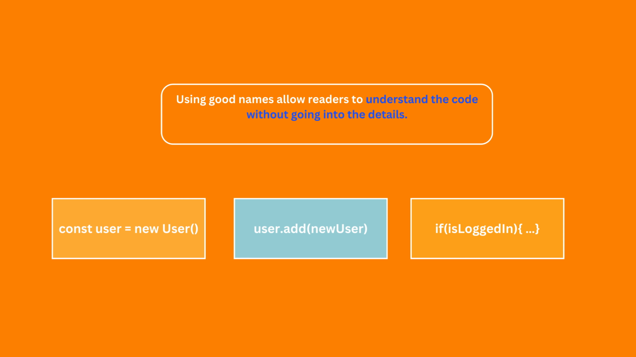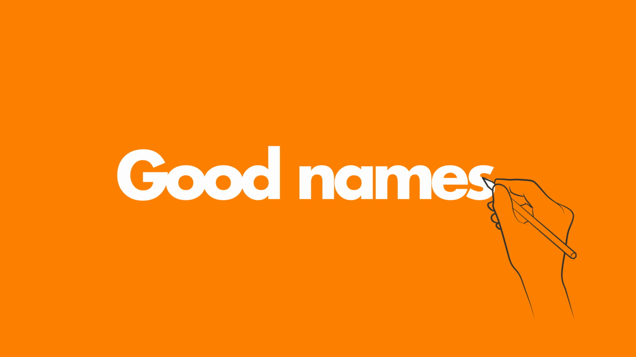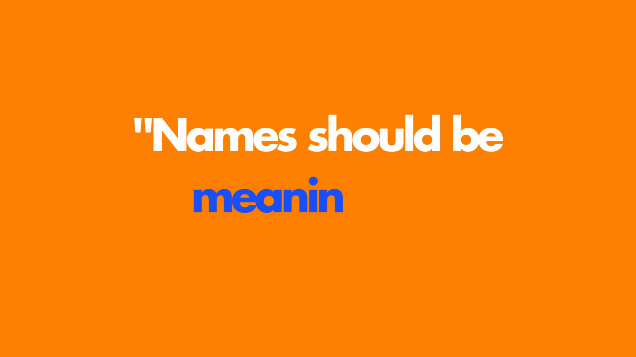Consider these examples. In all three examples, it's pretty clear what this code does. We don't need to dig into the other part of code just to understand these snippets. That's why names matter. So before writing good names, we need to understand what is considered a good name in programming. When it comes to naming things in programming, there is only one rule to follow. That is, names should be meaningful.